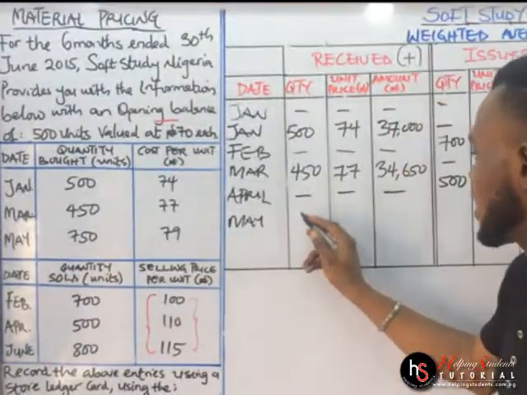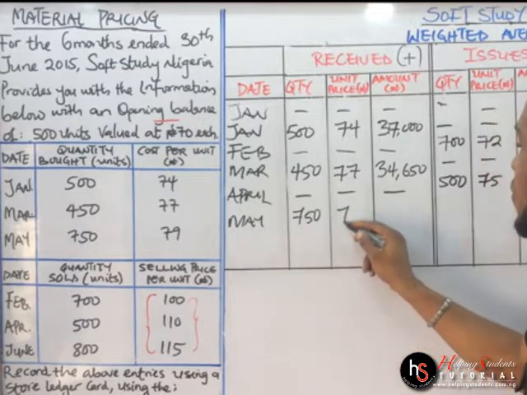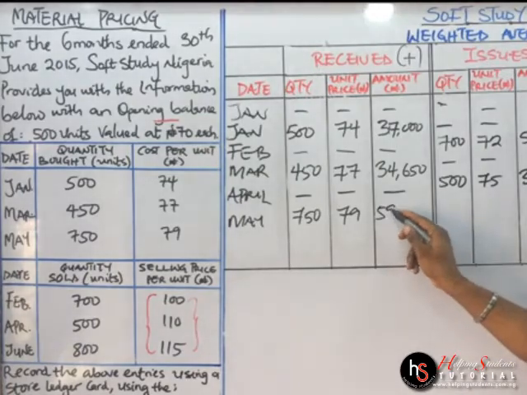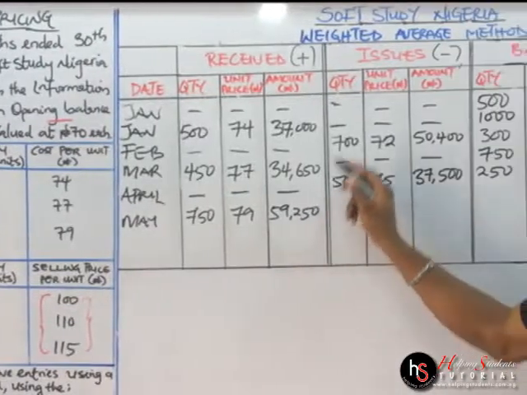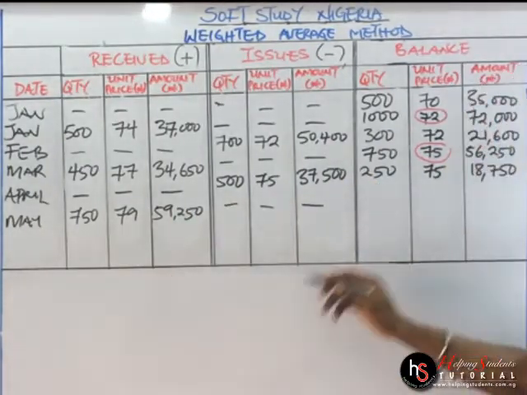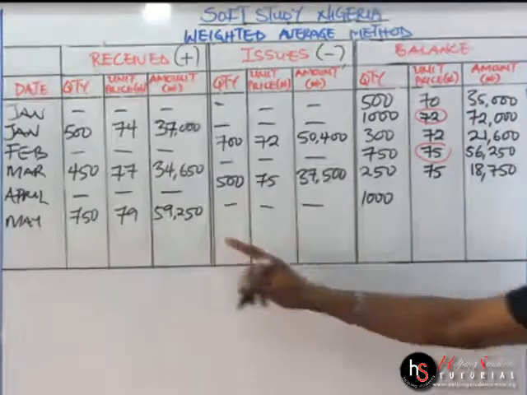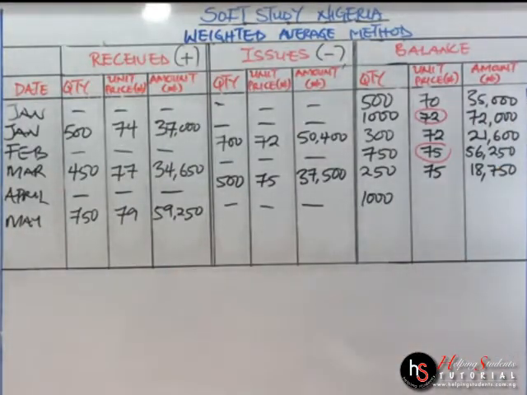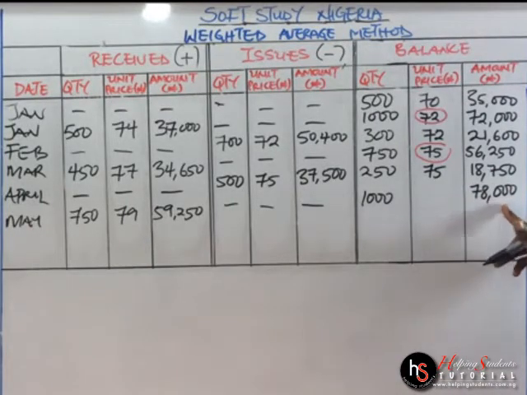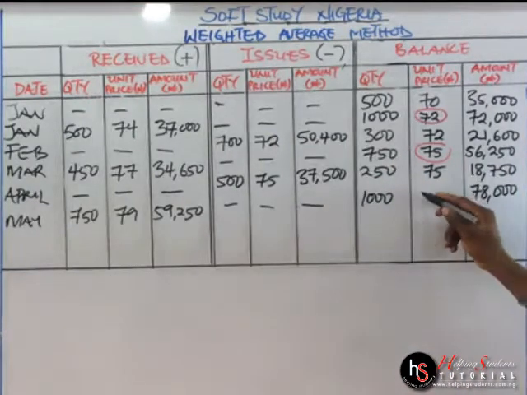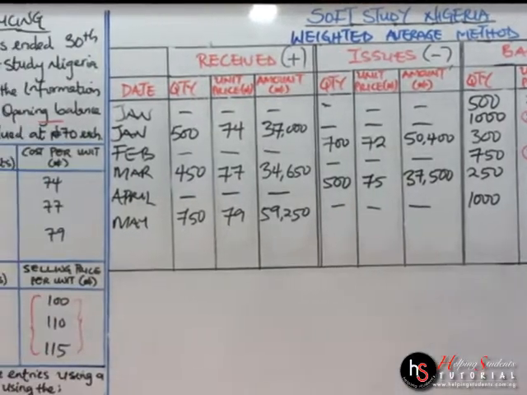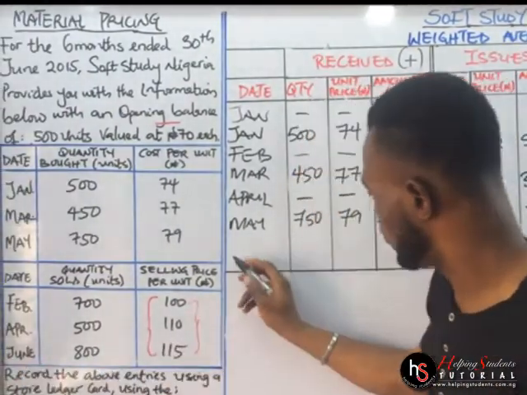And to May we have what? 750 and we have 79. So 750 times 79 gives us 59,250. Under the issues, we have no transaction. So 250 plus 750, 1,000. 59,250 plus 18,750 gives us what? 78,000. So 78,000 divided by 1,000 gives us what? 78. And we'll move over to the last one, which is June.